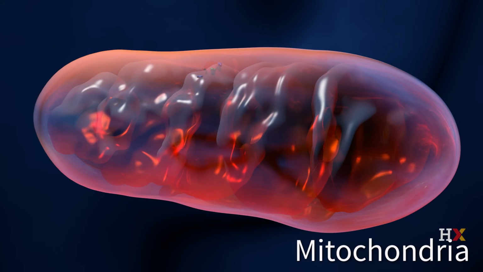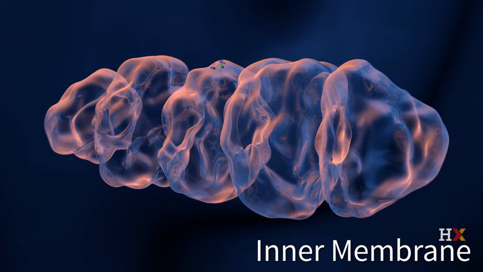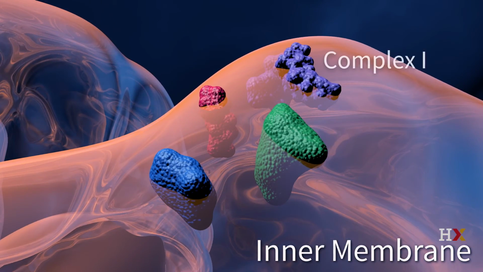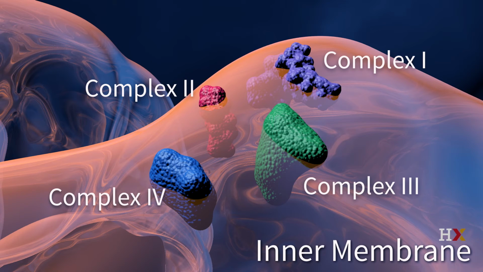Inside the inner membrane of mitochondria, electrons flow down 4 protein complexes, creating a proton gradient that drives ATP synthesis. These 4 complexes form the electron transport chain. Coenzyme Q is a molecule that transfers electrons and protons between complexes.